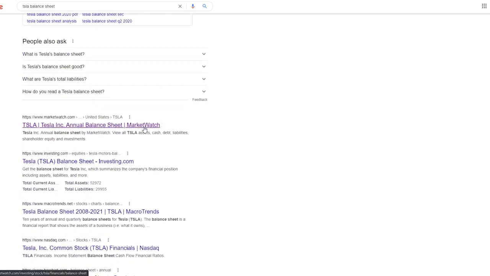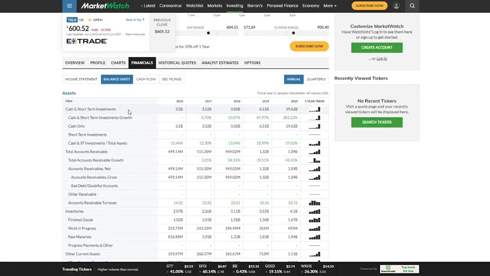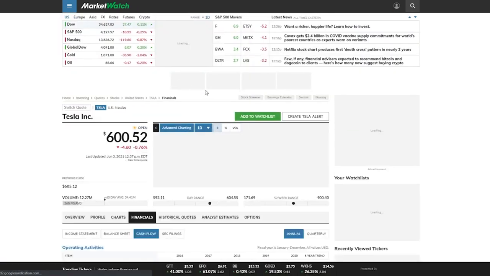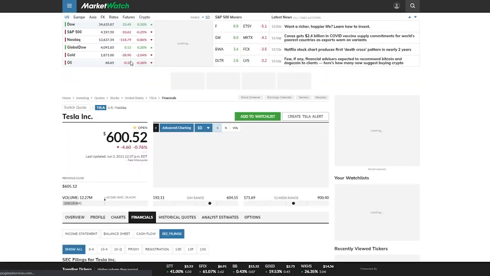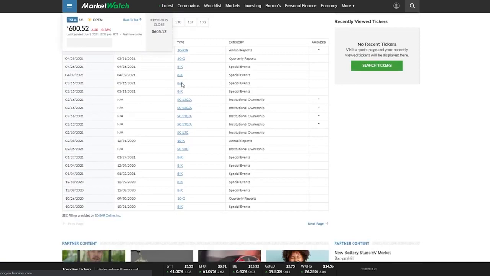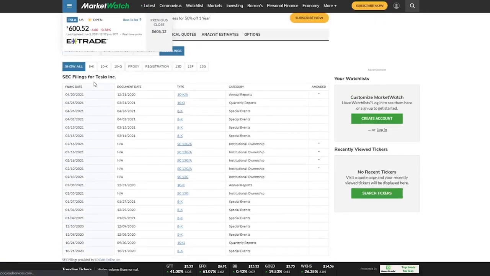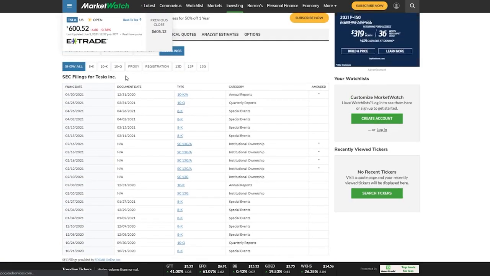My favorite website to use is MarketWatch, and if we click over here, as we scroll down on the page on MarketWatch, you can see it has the balance sheets, the cash flow, SEC filings. It has all this information you can go through. It's very nice to read into some of these numbers, especially when you're long-term investing. You can figure out their 8K reports, which is also very important, which shows their debt and all that stuff.